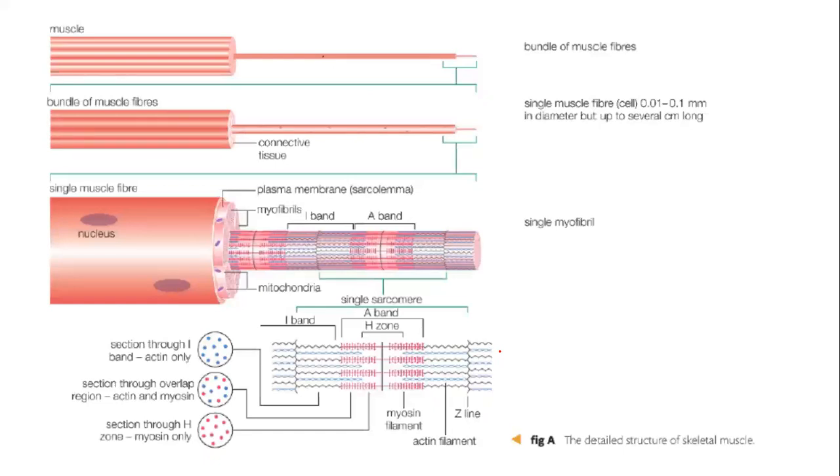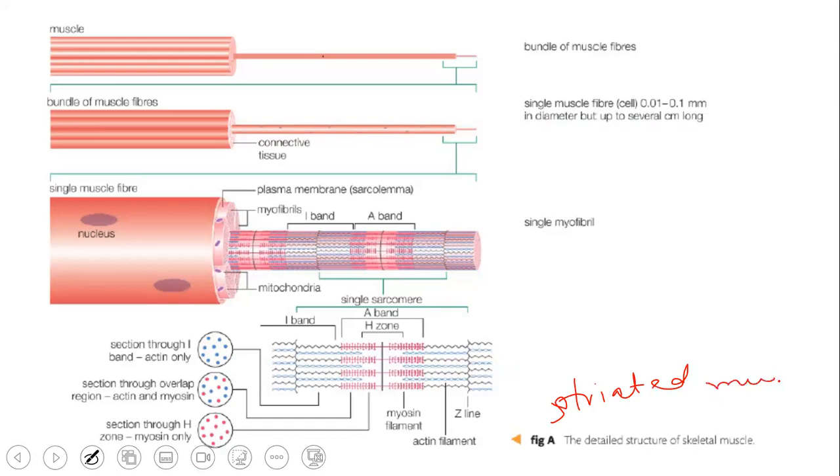Now, when we started off the topic, I told you that we are going to be dealing with three different types of muscles: skeletal muscle, smooth muscle, and cardiac muscle, right? Skeletal muscle is also known as striated muscle because it has these stripes. We also call it voluntary muscle, right? Because we can control our skeletal muscles, we can control our movements.